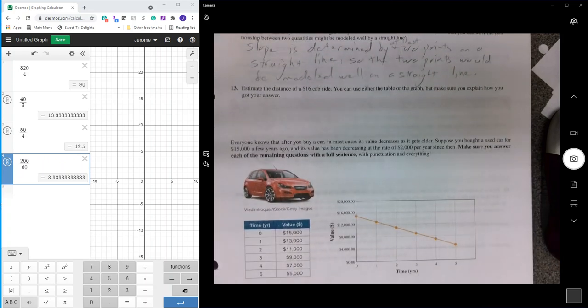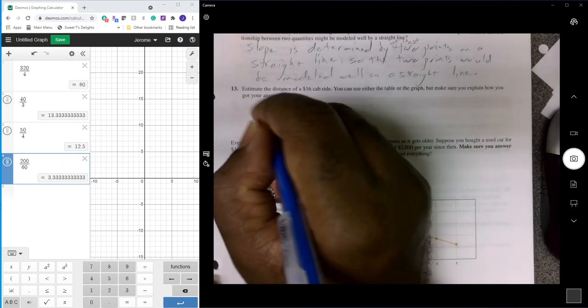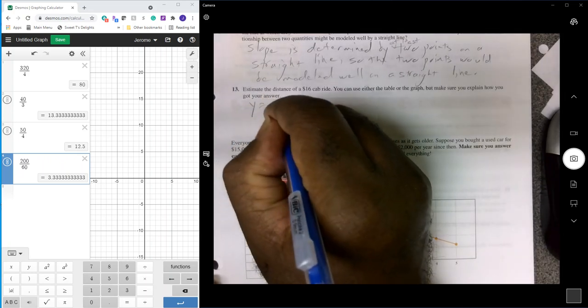Number 13 says estimate the distance of a $16 cab ride. You can use either the table or the graph, but make sure you explain how you got your answer. Okay, a $16 cab ride. We can explain how we got our answer by actually doing the equation. Now remember, y equals mx plus b.